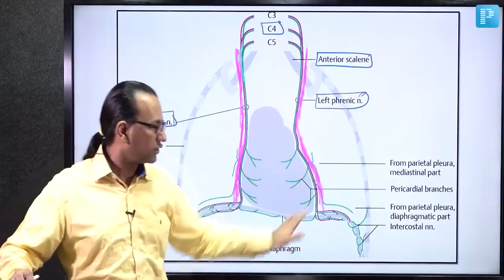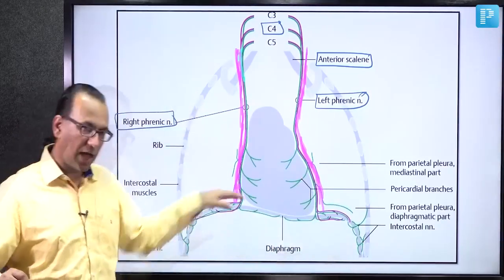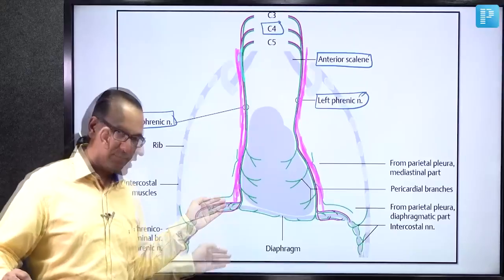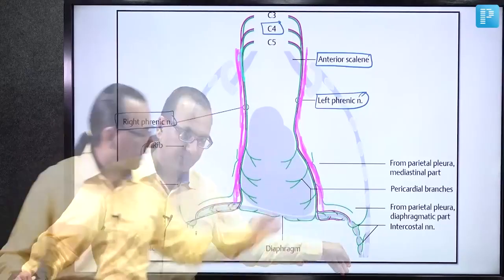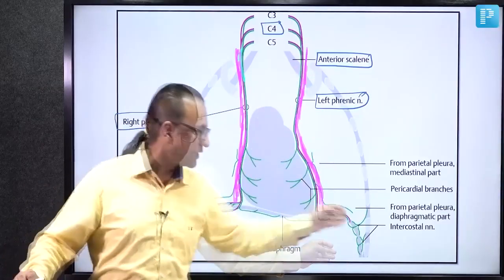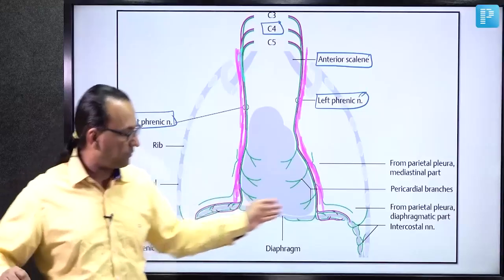It is also longer because the left dome of diaphragm is lower and the right dome of diaphragm is higher. Pushed up by the liver here, the right dome becomes higher, and pushed down by the heart, the left dome becomes lower, making the left phrenic nerve longer. It is the sole motor supply to the diaphragm. The diaphragm has no other motor nerve except the phrenic nerve.